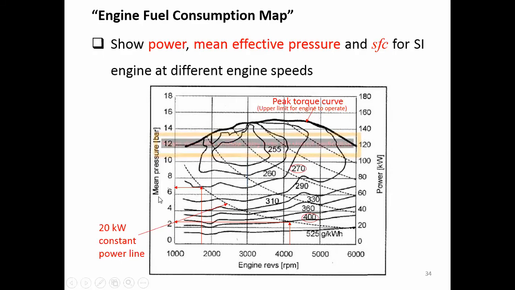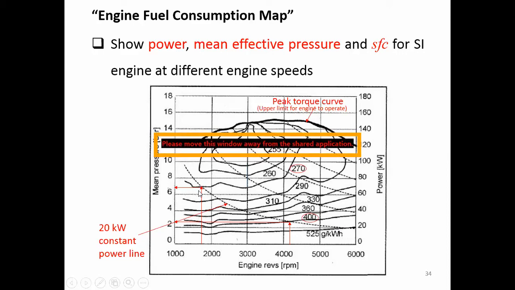In the map, here is the mean effective pressure, which sometimes they call the mean pressure. Here is the power, and below here is the engine speed. Each line here, which we call a contour line, represents a constant value of SFC. So we have 255, 260, 270, in the unit of grams per kilowatt hour.